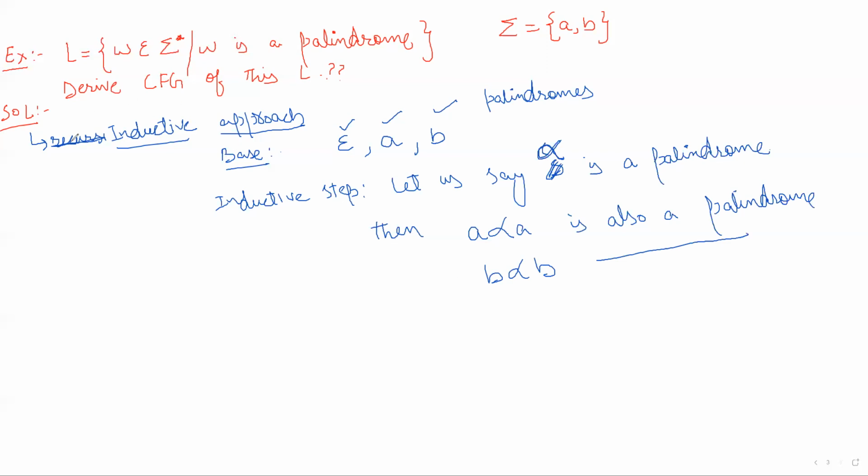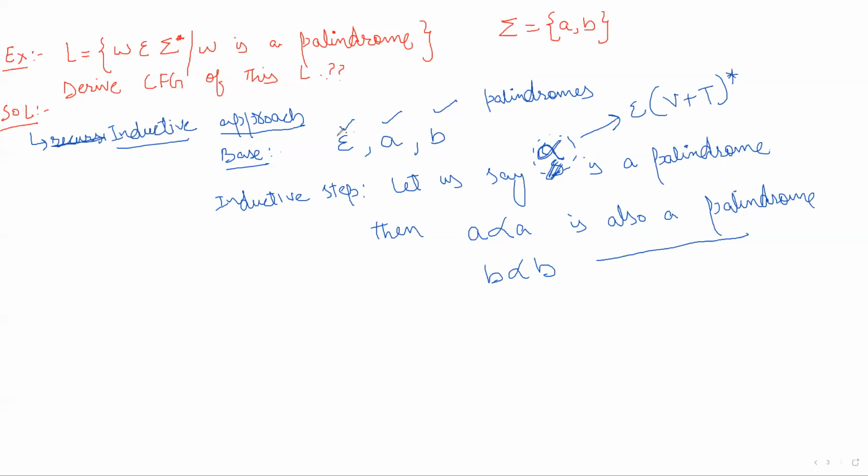Okay. So what we are doing here, we are first creating a base case. So this is the base case. Then we are assuming that alpha is a palindrome. Alpha can be a string belonging to (V ∪ T)*. Okay. So that means this alpha may contain terminals as well as non-terminals. Now, if alpha is a palindrome, then let's see how I can combine alpha with the base cases. So that means alpha can be combined with the base cases.